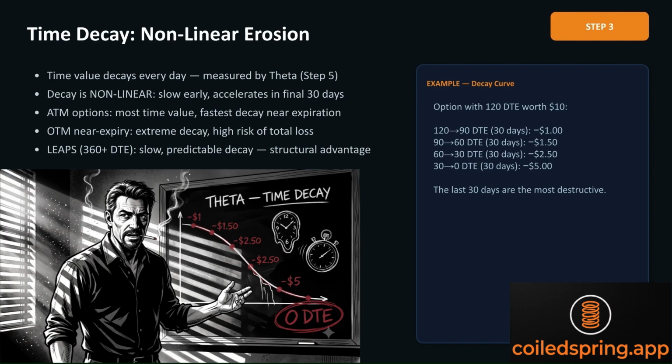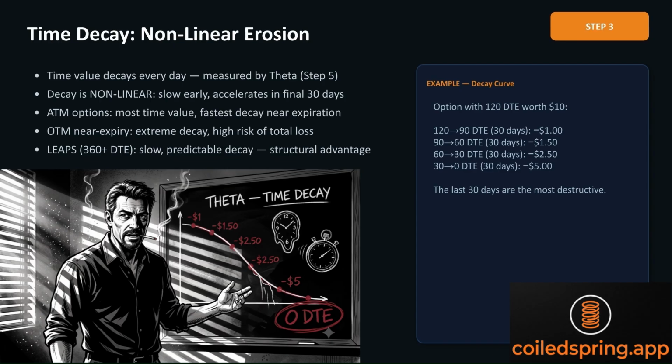Alright, listen carefully because this is one of the concepts that separates traders who make money from traders who wonder where their money went. Every option you buy has an expiration date. And every single day that passes, whether the stock moves or not, whether the market is open or closed, whether it's a Monday or a Sunday, the option loses a little bit of its time value. This erosion is called time decay, and it's measured by a Greek called Theta.